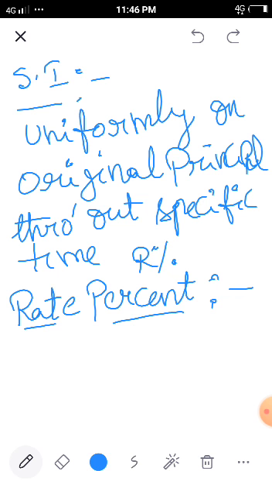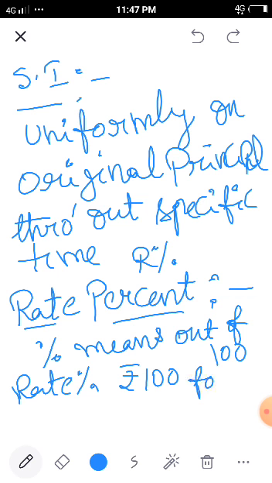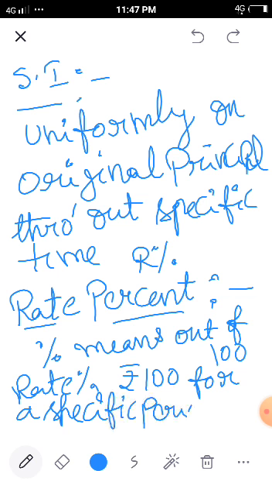What is rate of interest? We know percentage means out of 100. Okay, percentage means out of 100. Rate percent means the interest to be paid on 100 rupees for a specific period of time.